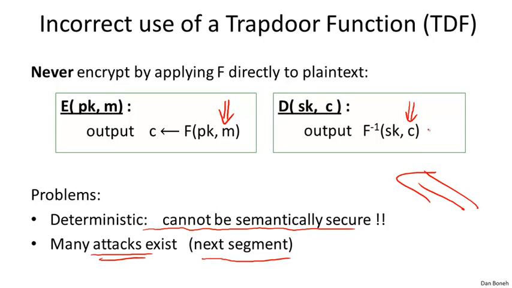Okay, so what I would like you to remember is that you should be using an encryption system like the ISO standard, and you should never apply the trapdoor function directly to the message M. Although in the next segment we'll see other ways to encrypt using a trapdoor function that are also correct, this particular method is clearly incorrect. Okay, so now that we understand how to build public key encryption given a trapdoor function, the next question is how to construct trapdoor functions, and we're going to do that in the next segment.